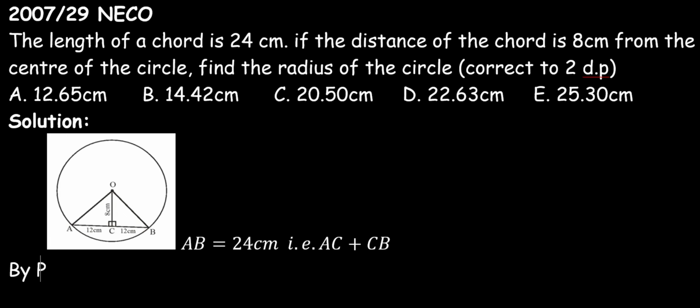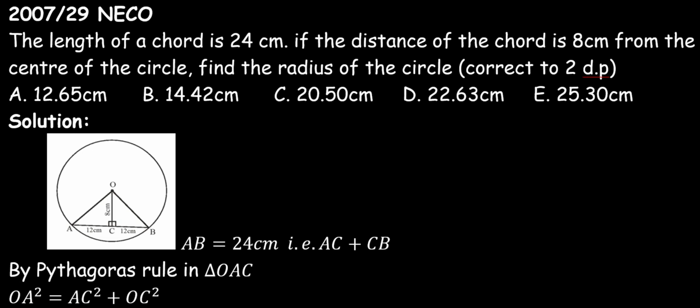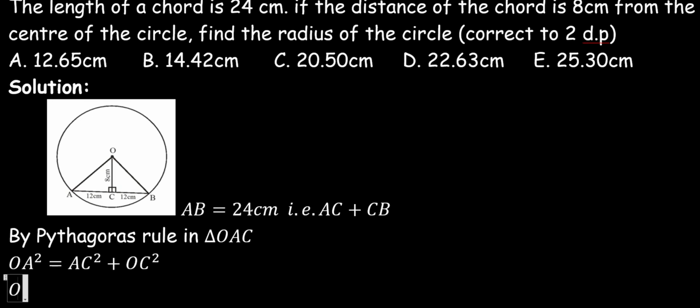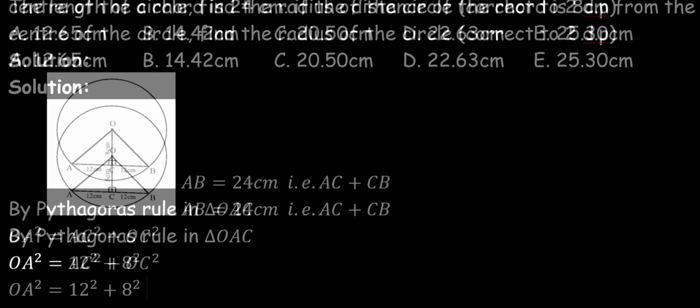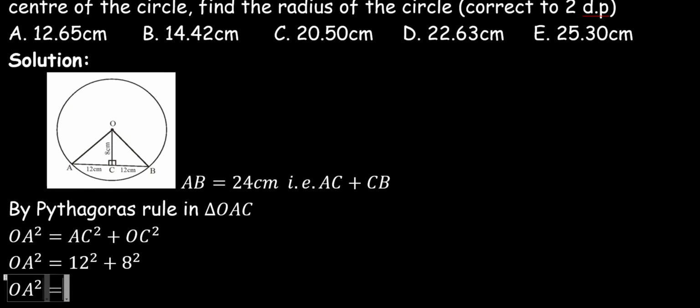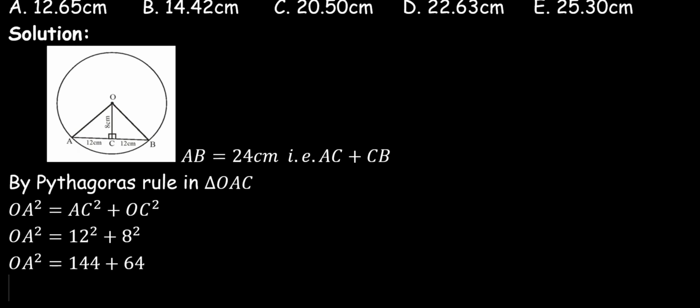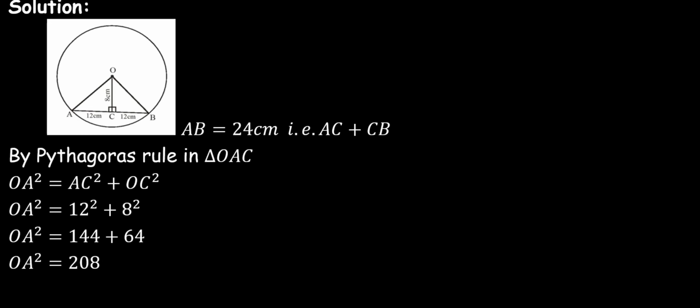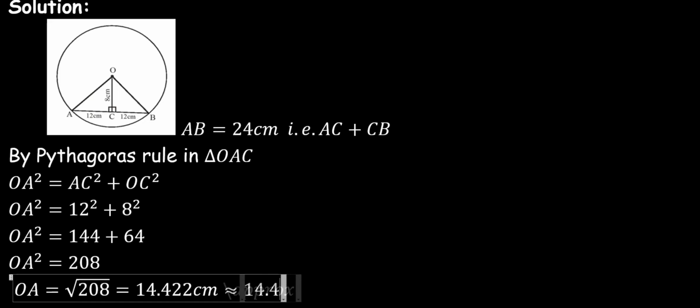Now, by Pythagoras rule, in the right angle triangle OAC, OA squared will be equal to AC squared plus OC squared. Substituting for the given values, we have OA squared equal to 12 squared plus 8 squared. The right hand side will give us 144 plus 64. Thus, OA squared will be equal to 208. And OA will be equal to the square root of 208, which is 14.422 cm, approximately 14.42 cm to 2 decimal places.